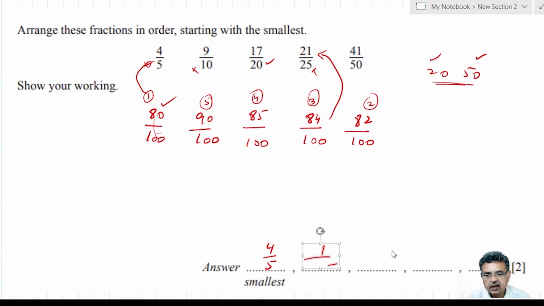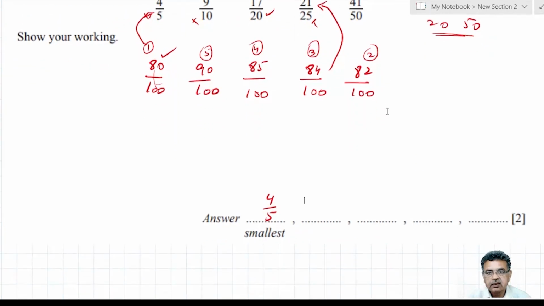Actually, this is the second value, 41 over 50. So we write here 41 over 50. Then the third value, 21 over 25. The fourth value is this. And the largest one is 9 over 10. That's it.